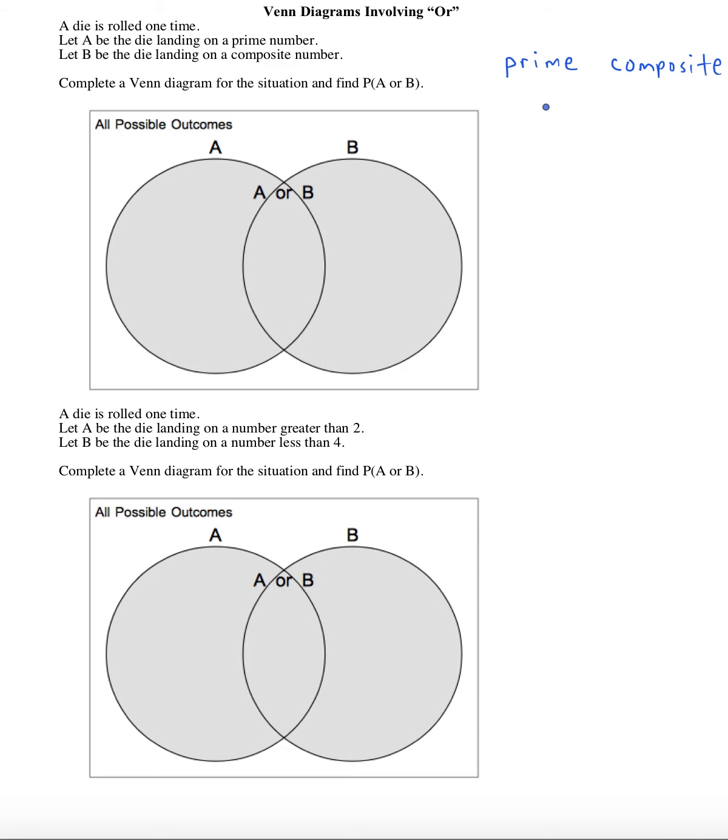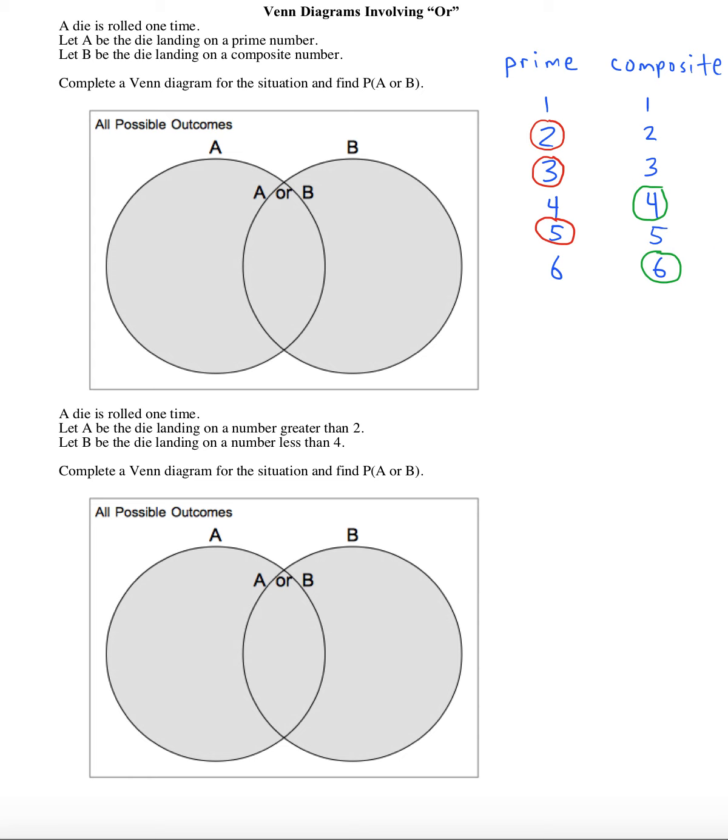So a number is prime if it has only two factors, itself and one. And I just want to circle the primes here. Two is prime, three is prime, and five is prime. Technically, one is considered neither prime nor composite. And let's circle the numbers that are considered composites, meaning they have more than two factors. That would be four and six.